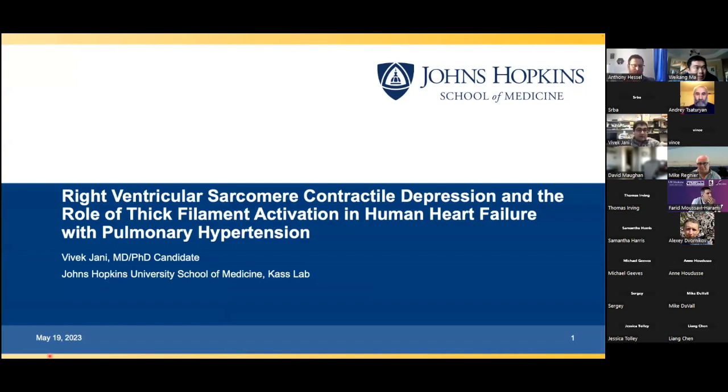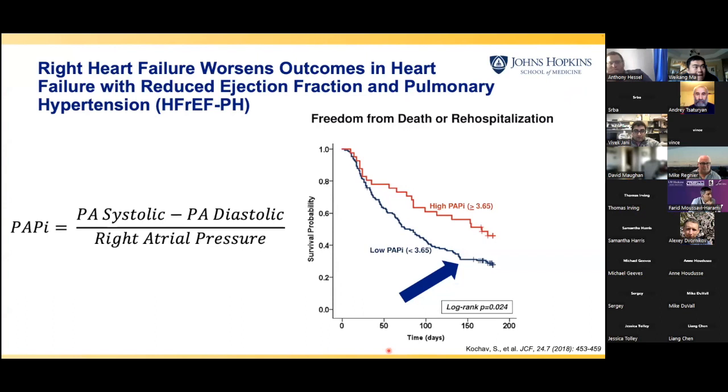So as you said, I'm going to talk about our paper that just recently came out in Circulation looking at right ventricular sarcomere contractile dysfunction in heart failure with PH, or pulmonary hypertension. Given this is the translational section, I thought I'd start off with the clinical problem. And our clinical problem is specifically right heart failure.